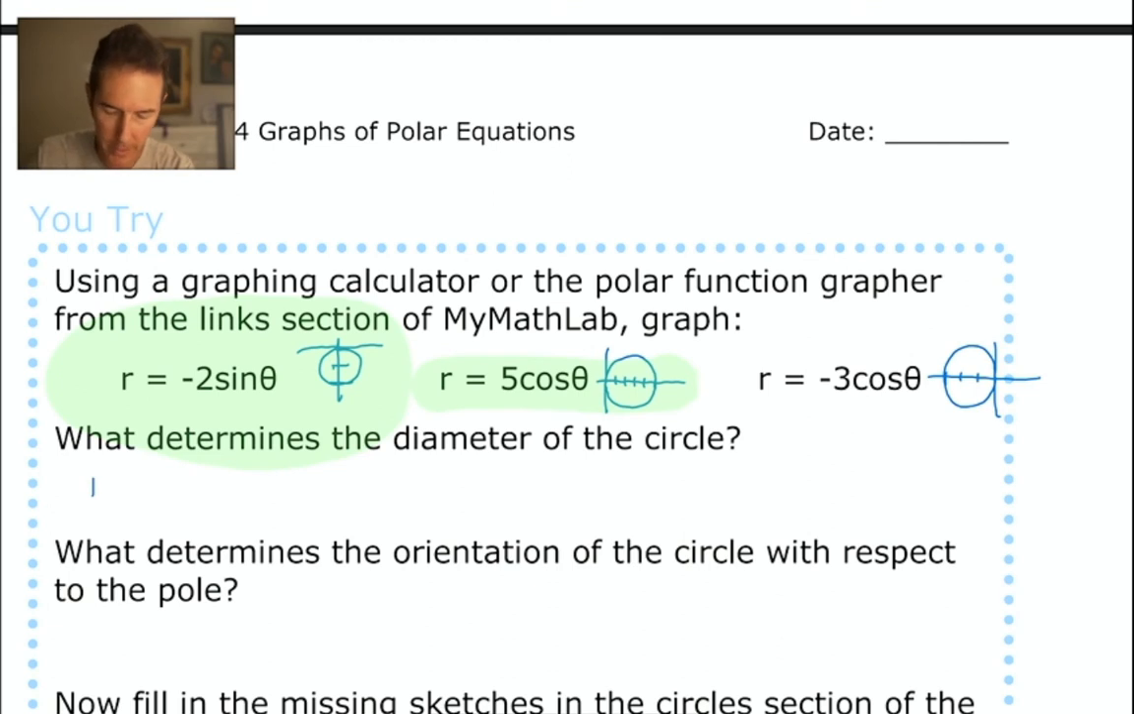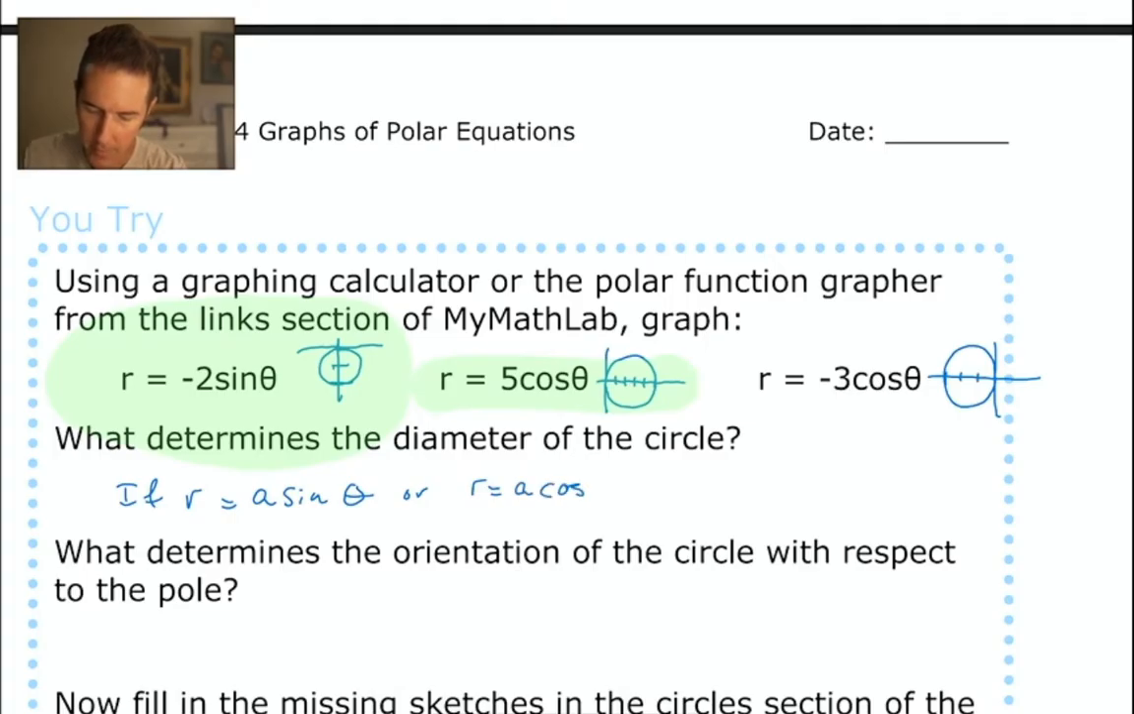But who wants to write all of that out? Let's write it like this. If r equals a sine theta, or r equals a cosine theta, then diameter equals the absolute value of a. I like that a lot better. I feel like that makes a little bit more sense to me.